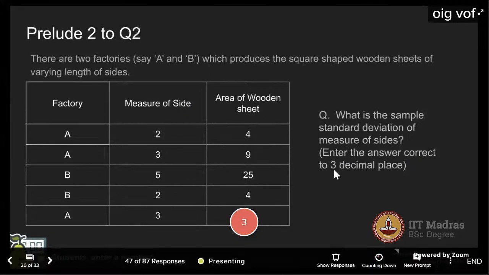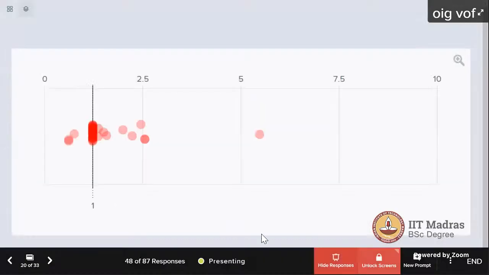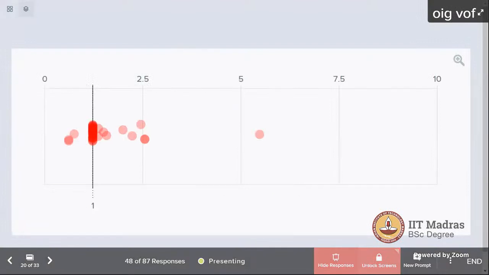Okay, I think let's move to the solution. Okay, I'll lock the screen. Let's see. Many people have answered it. Okay, close to one, just more or less, right.